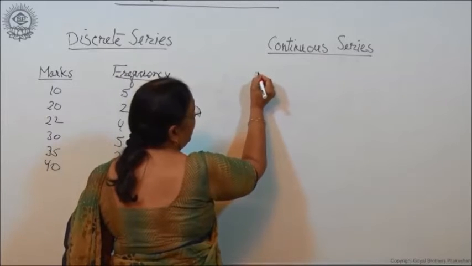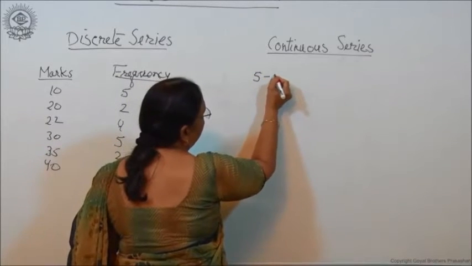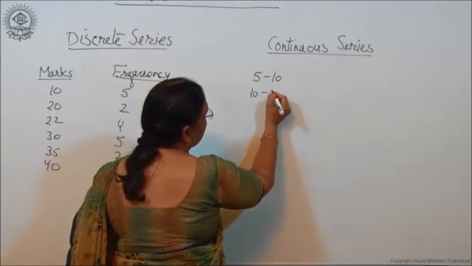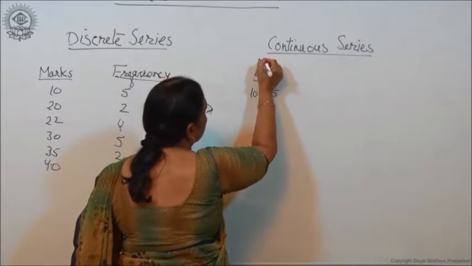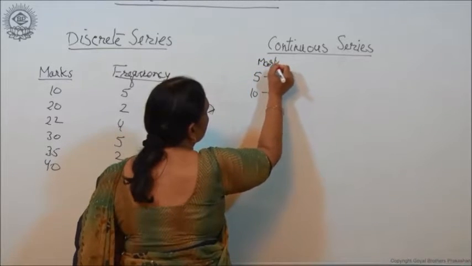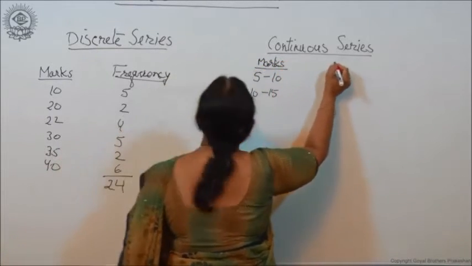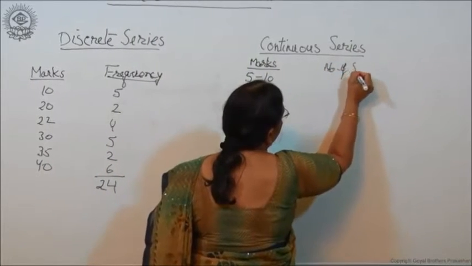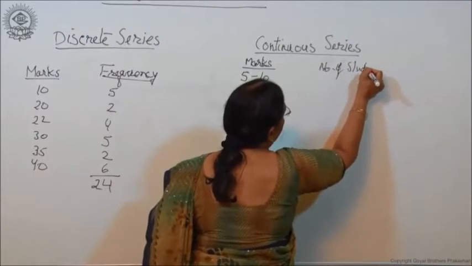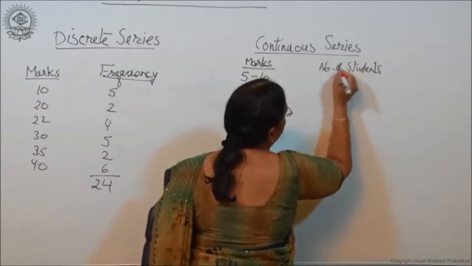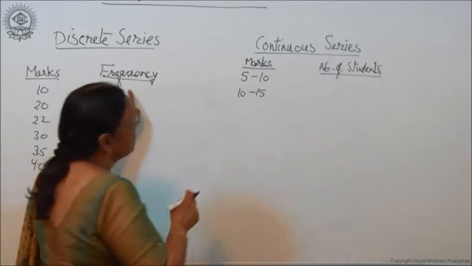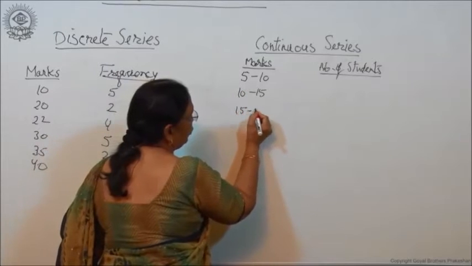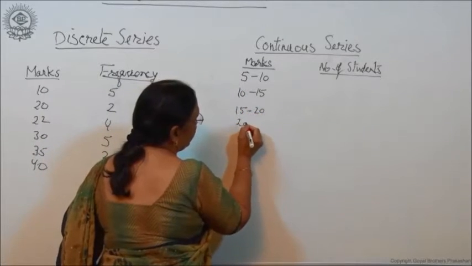Now suppose you are taking the marks of students. You divide, then minimum marks are 5, then one class interval is 5 to 10. These are marks, and again the frequency or number of students, you can say. Number of students I am writing down here, that means it is the same as frequency. 5 to 10, 10 to 15, 15 to 20, 20 to 25.